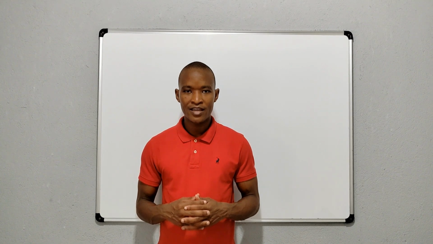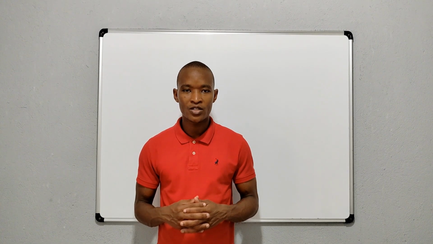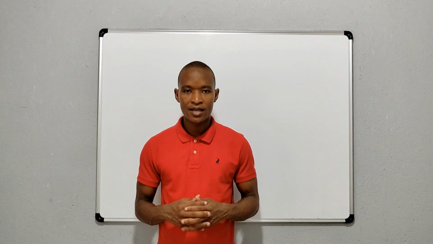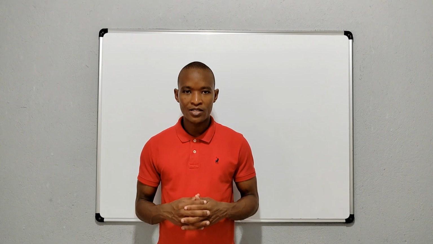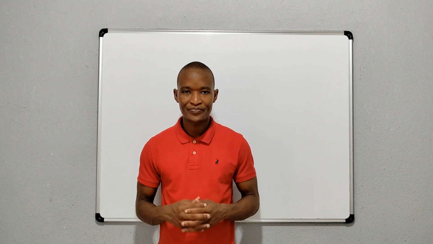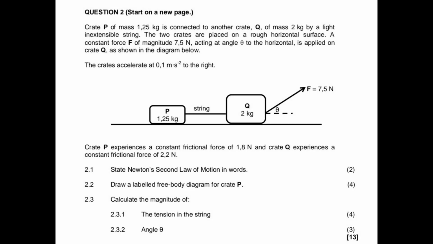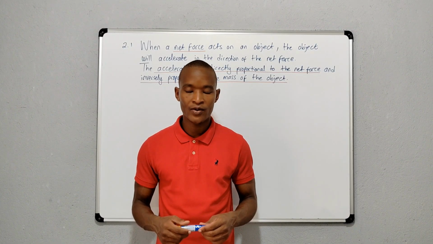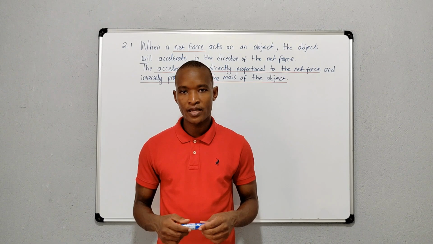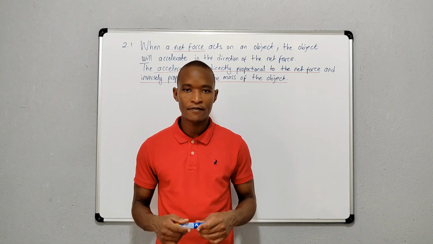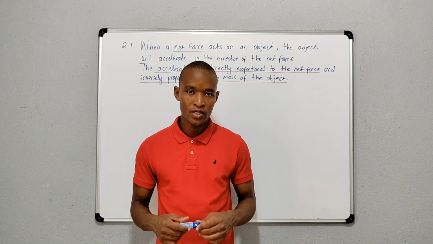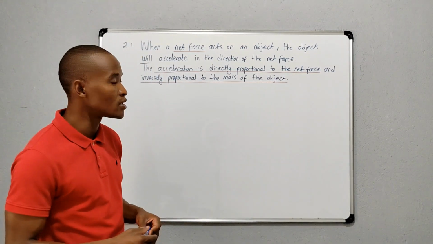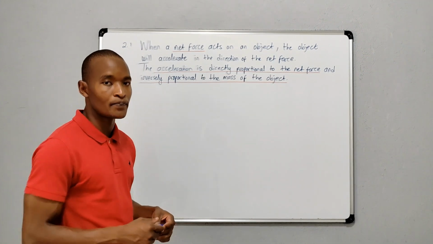In this presentation, we will be interacting with question 2 of our paper, which is based on Newton's second law. So how does it look? It looks like this. The context is such that we're given two crates, crate P and Q, and there's a force F acting at crate P at an angle theta, and that theta we will need to determine later on in the questions.